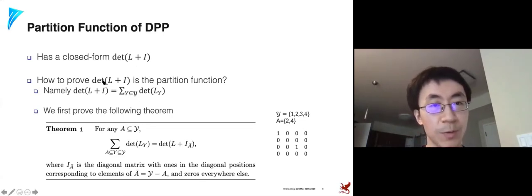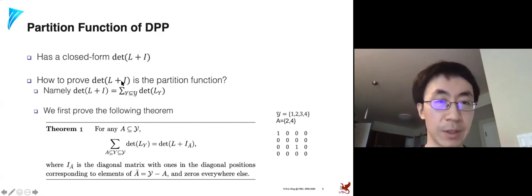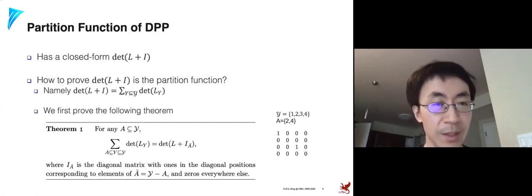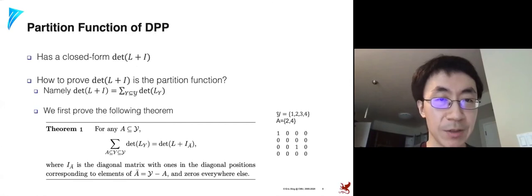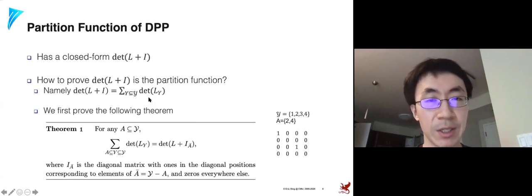Now let's prove why this determinant of L plus I is the partition function of the DPP distribution. So by definition, the partition function equals the summation over all the subsets that ensures this probability integrates to 1.